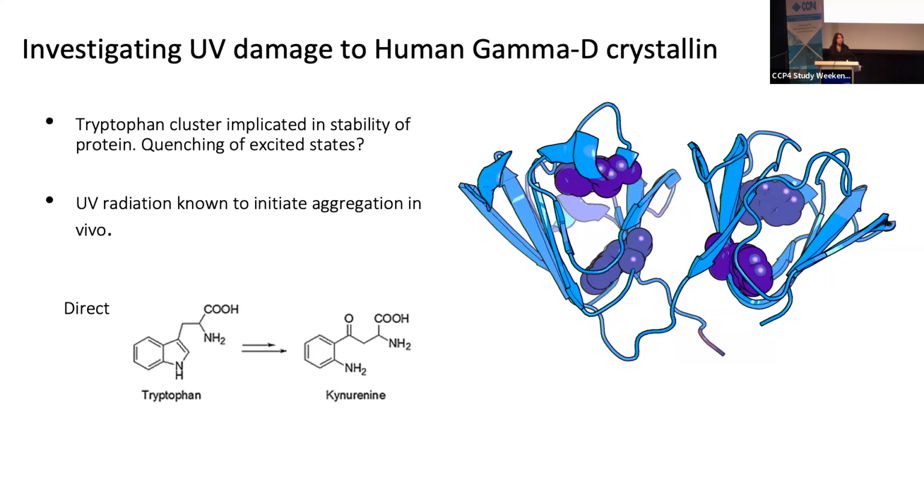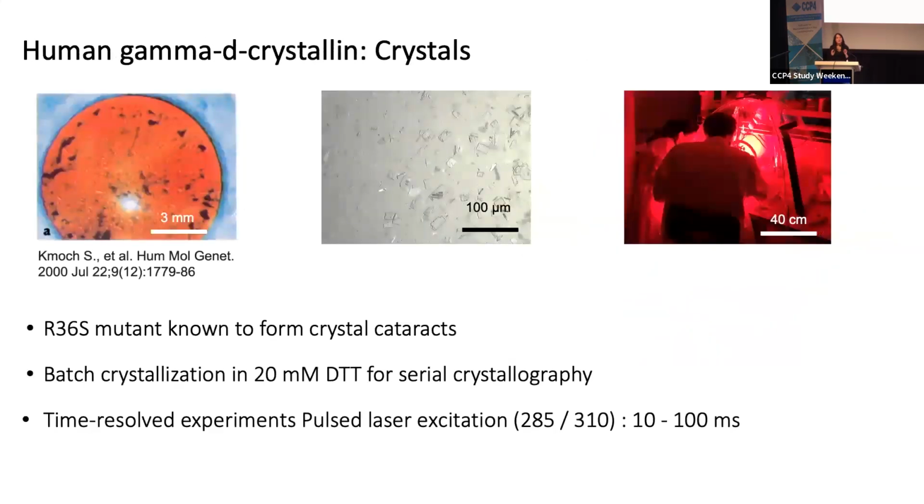So I thought, great, I'm going to do a time-resolved crystallographic experiment. I'm going to blast my crystals with UV, and I'm going to see this conversion from tryptophan to kynurenine. Another really useful feature for somebody doing serial crystallography is this point mutation that was found in a 5-year-old patient who actually had crystals inside their eye lens. So the structure of the R36S, a surface arginine converted to a serine, was solved by extracting crystals from the patient and putting them into the X-ray beam.